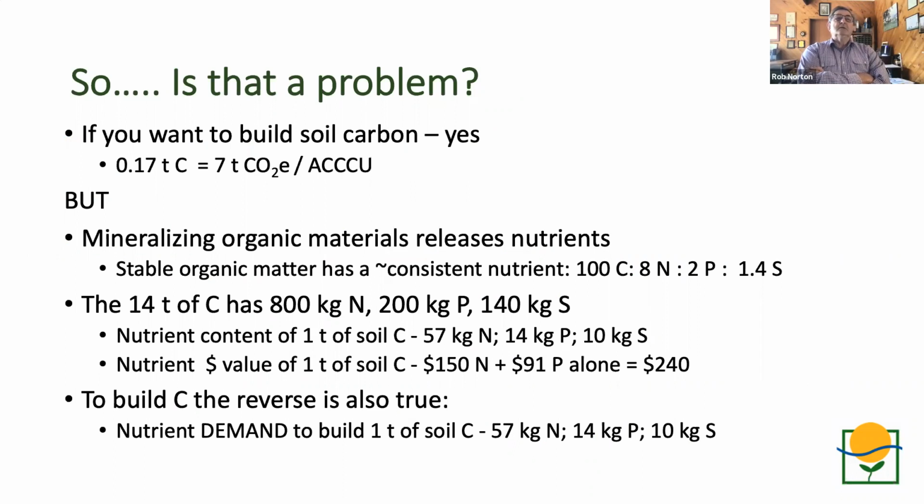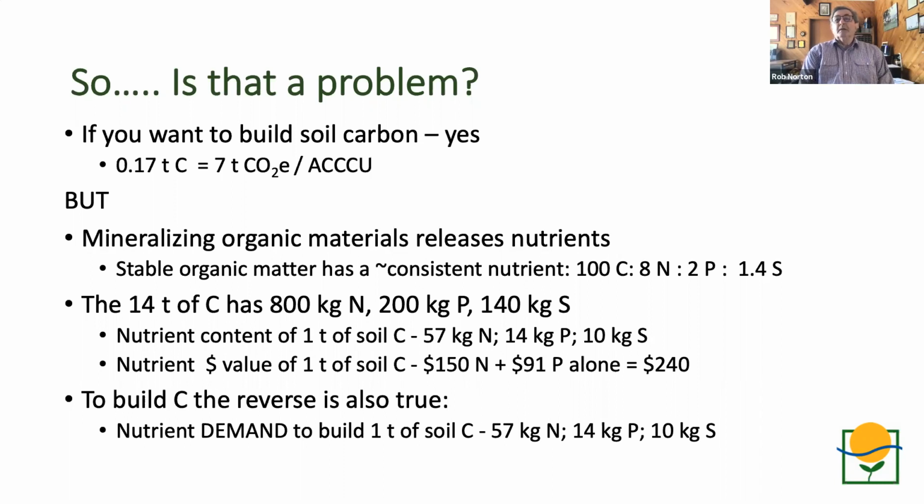But what we're doing is, you have to realise that part of our farming system is actually not to build carbon, but to use it. And we use organic materials for all those purposes I mentioned at the start, but we also use them as a source of nutrients and a sink for nutrients. Organic matter has a pretty consistent nutrient density. So 100 units of carbon is about 8 of nitrogen, 2 of phosphorus, and 1.5 of sulfur.